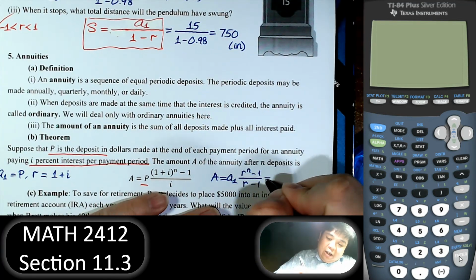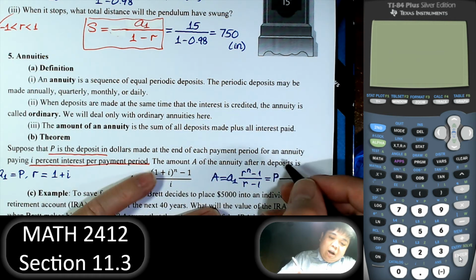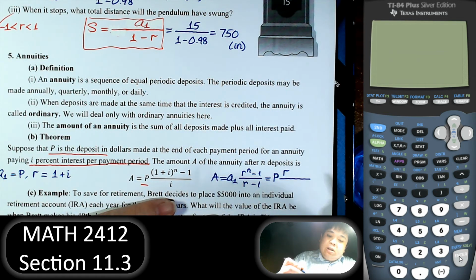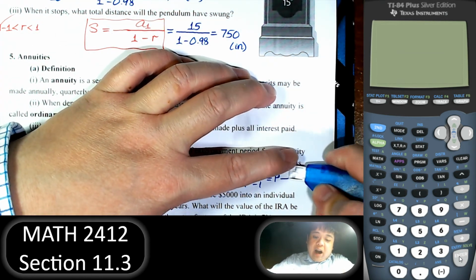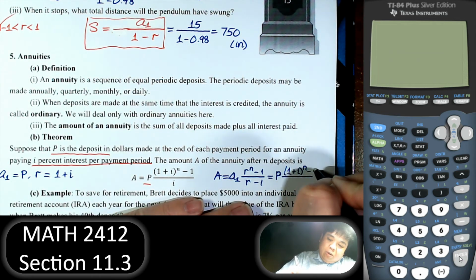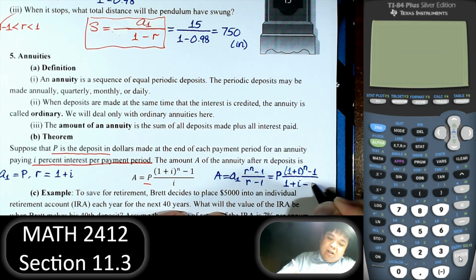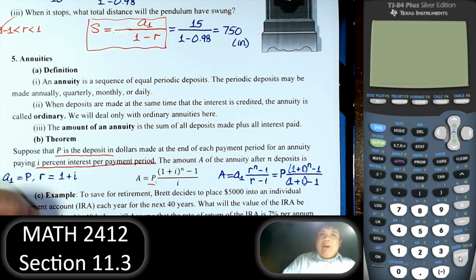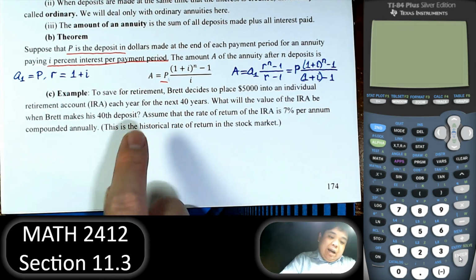And R to the n, because A1, the first, is the payment. I should write 1 plus I for R, minus 1. And at the bottom I have 1 plus I minus 1, R minus 1. Of course 1 and 1 cancel out. That's why we have this formula, right? So this formula is just the sum of a geometric sequence. Right, now we have an example.